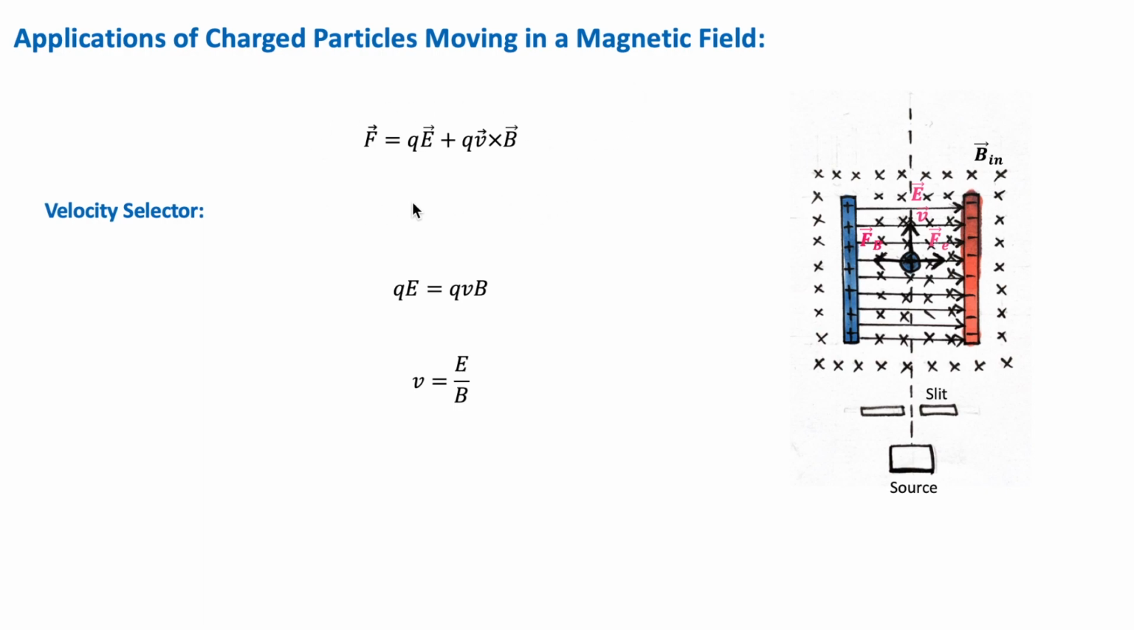So the first application of charged particles subjected to the Lorentz force is the velocity selector, shown in this figure. In many experiments, it is important to have all particles moving with the same velocity, right? And this can be achieved using the arrangement shown in this figure, where a region of space contains an electric field directed to the right here.